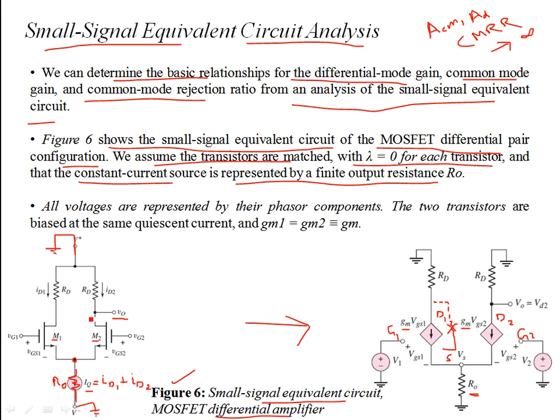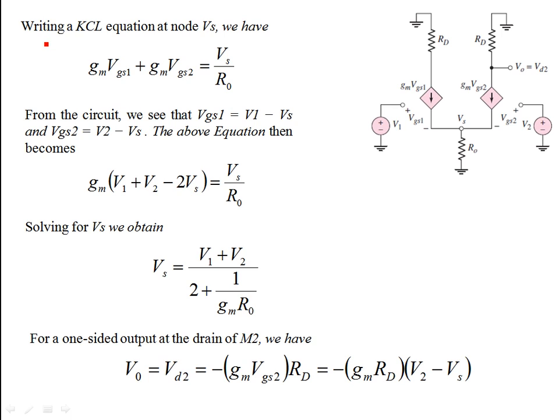From this DC circuit, you have the AC equivalent circuit, and you have the small signal equivalent model of the MOSFETs. All voltages here are represented by phasor components. The two transistors are biased at the quiescent currents, and GM1 is equal to GM2, which is GM, so the transistors are matched. Let's start with the analysis. Write the KCL at node Vs, considering these two currents coming into the source, with directions for NMOS MOSFETs: GM VGS1 plus GM VGS2 equals Vs by R0. R0 is the finite resistance due to the current source, which biases the MOSFETs M1 and M2 into the saturation region.